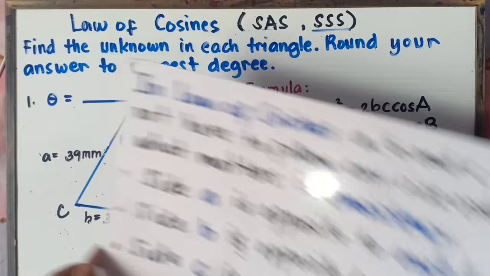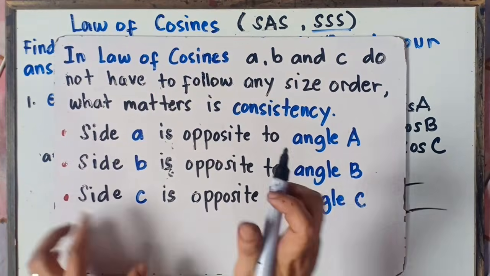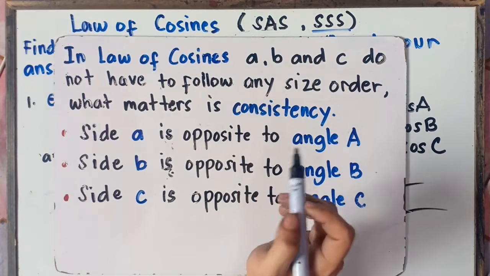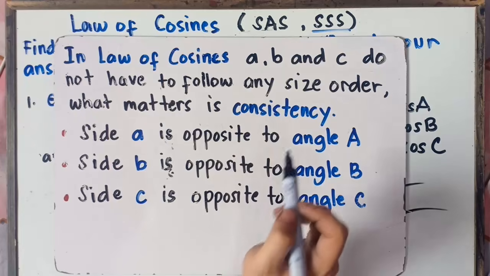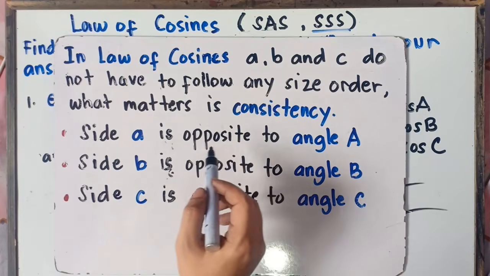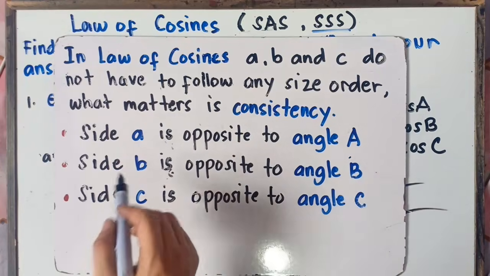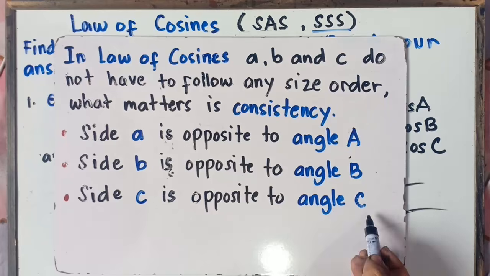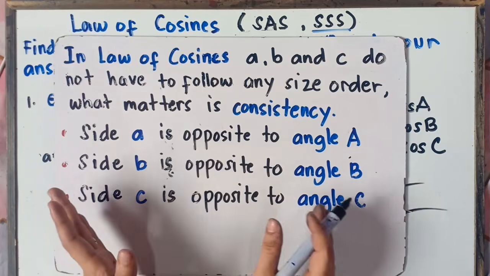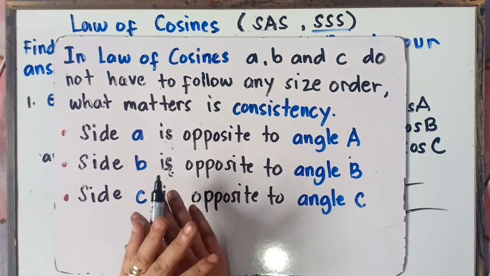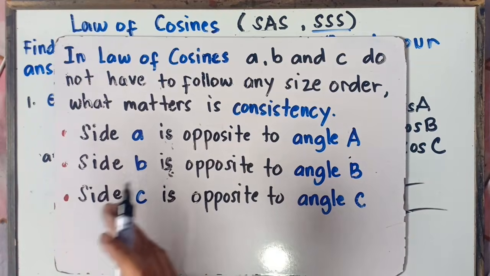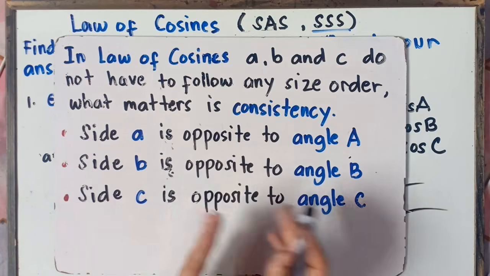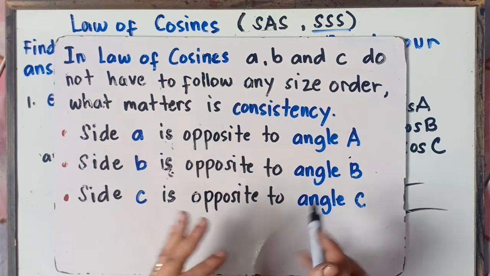Remember this one, class. In the law of cosines, A, B, and C do not have to follow any size order. What matters is consistency. Side A is opposite angle A, side B is opposite angle B, and side C is opposite angle C. Always remember that one, class. Size order doesn't matter.